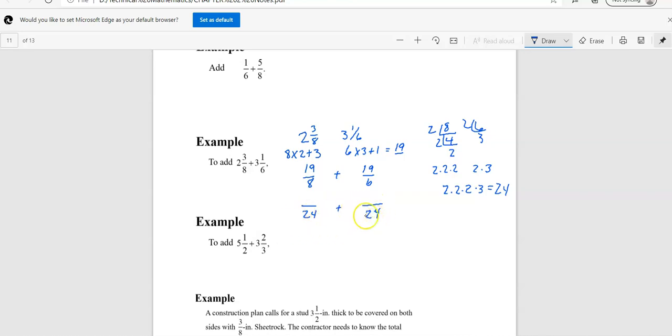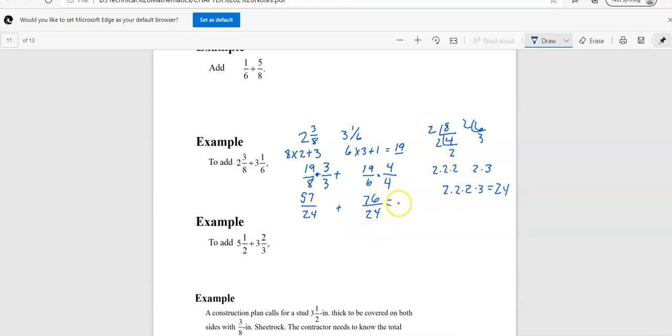That's going to be my new common denominator. So I'm going to have to think about this. I need to multiply this by something that's going to give me 24 on the bottom. So 8 times 3 is 24. If I multiply the bottom by 3, I also have to multiply the top by 3. 19 times 3 is 57. I need to multiply by something that's going to make the 6 be a 24. 6 times 4 is 24, so that means I need to multiply the top by 4. Okay, 19 times 4 is going to be 76.